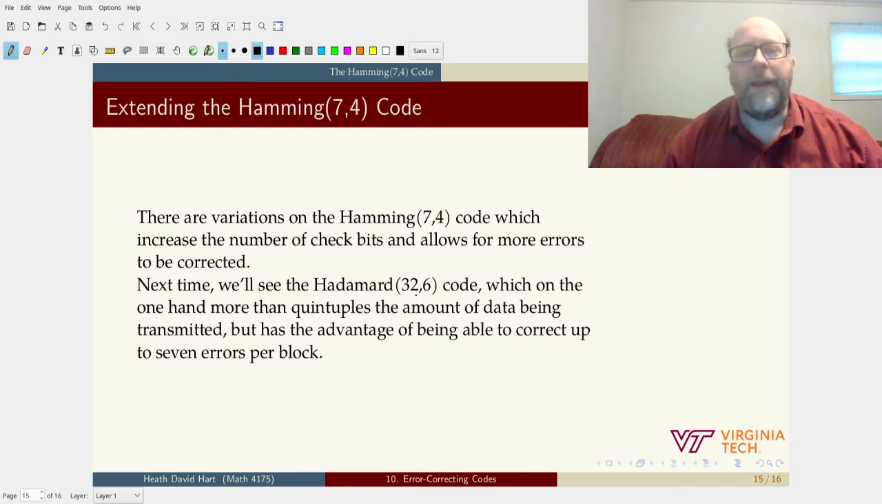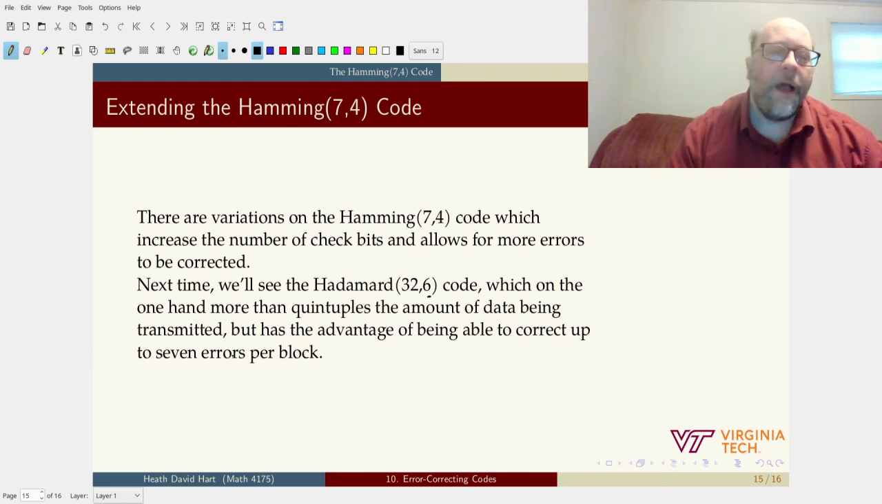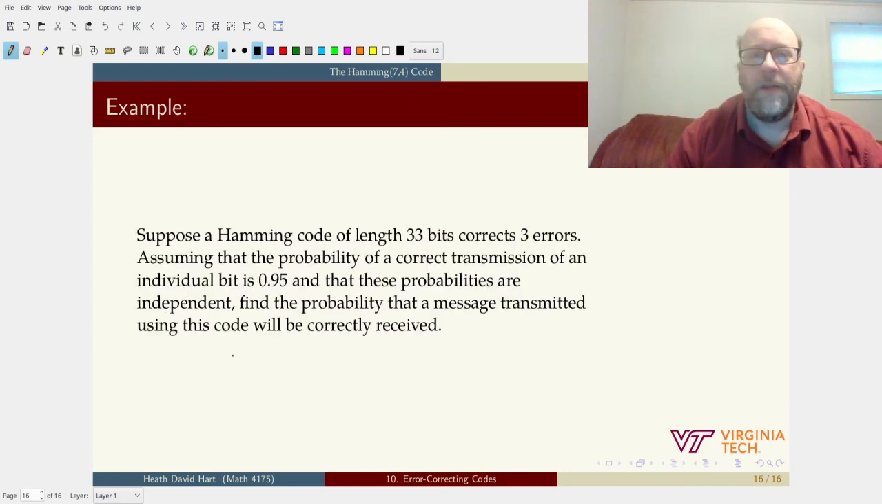Now, we're adding lots of check bits. We're only starting with 6 bits in the message, and we're blowing that up by a factor of 5. I mean, we're adding 26 check bits to 6 message bits. But we can correct up to 7 errors for every single block. We're getting a lot more error correction, but we're also increasing the message size as well. Okay?